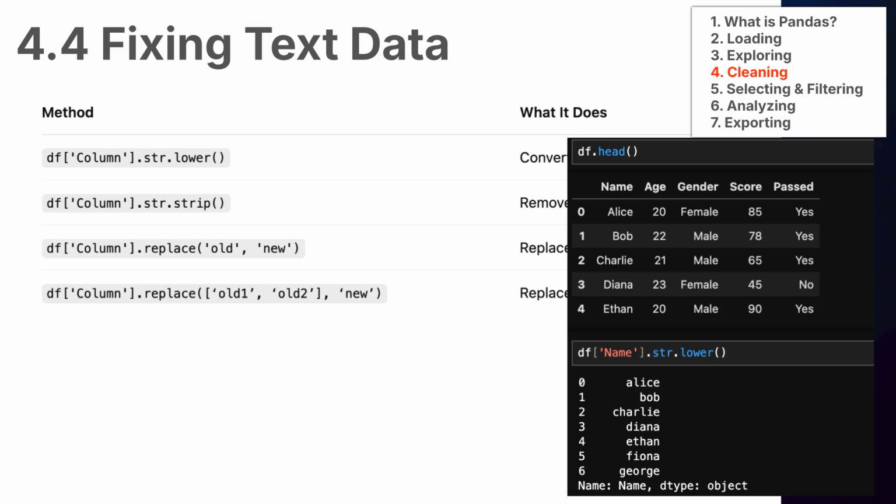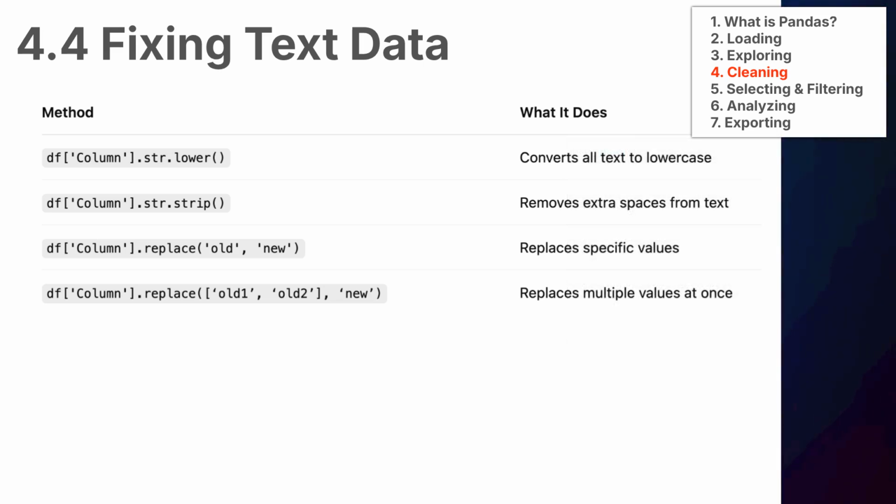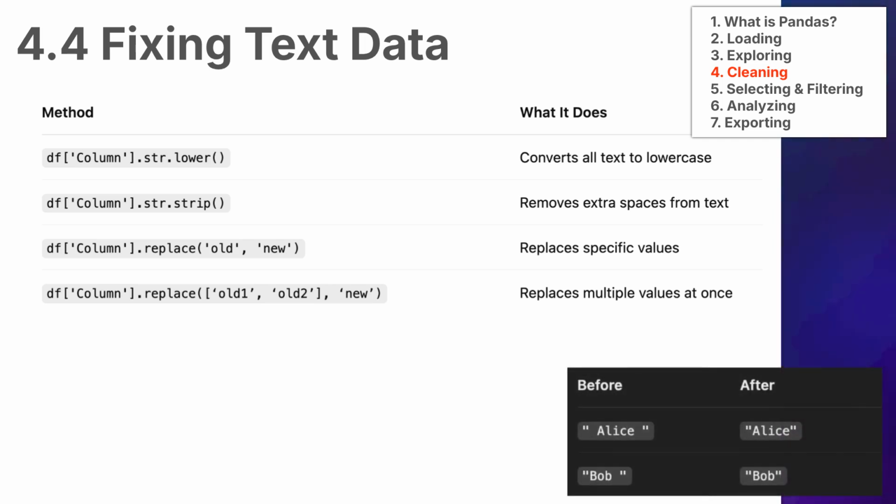First, string lower. It converts all text to lowercase, like in this example. It's useful before filtering or grouping text data. Next, string strip. It removes extra spaces from the beginning and end of text like this. This is super useful when data comes from messy sources like manual input or web scraping.